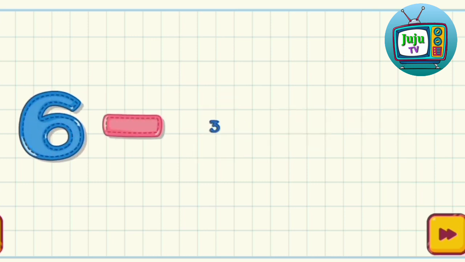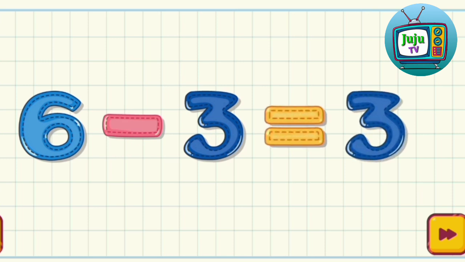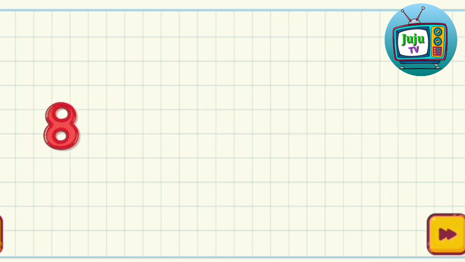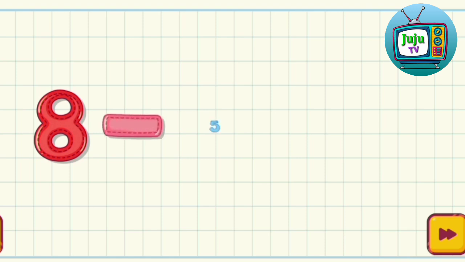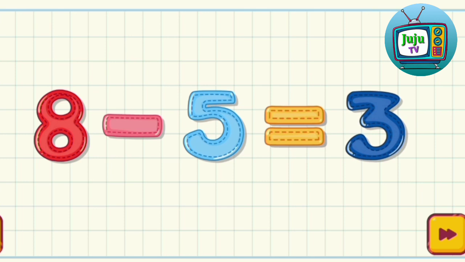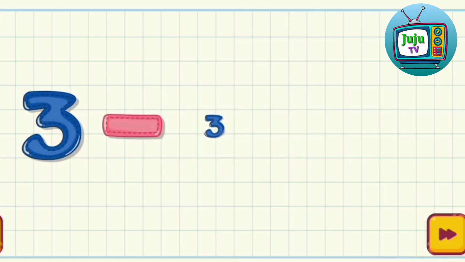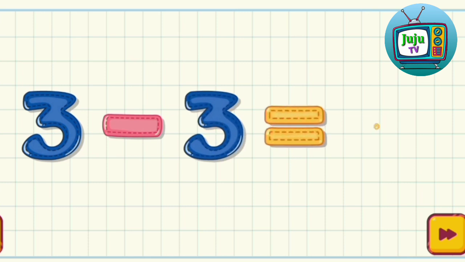6 minus 3 is equal to 3. 8 minus 5 is equal to 3. 3 minus 3 is equal to 0.